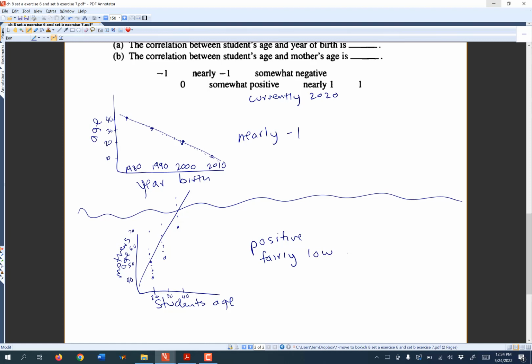just because there's so much variability in how old a mom can be based on the kid's age. Again, depending on how old mom was when she had kids, if it's the first kid, last kid, who knows. I think it'll be probably fairly low. Based on our possible answers, the one that seems to match would be the somewhat positive.